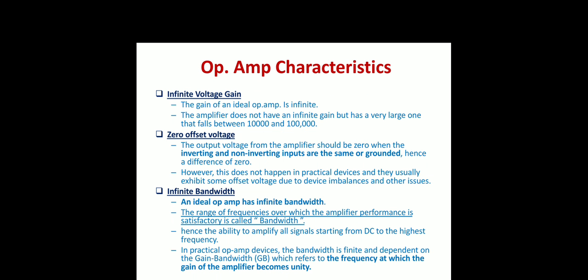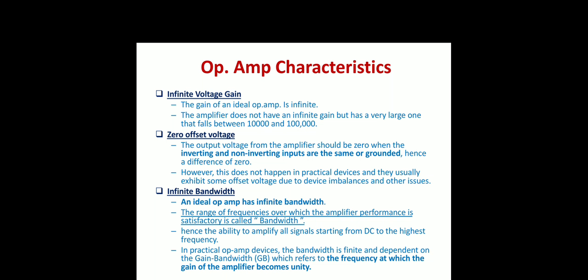Infinite voltage gain. The amplifier doesn't have an infinite voltage gain, but it has a very large one. Then zero offset voltage. When both inverting and non-inverting inputs are same or grounded, then output voltage from amplifier should be 0. But this doesn't happen practically. They usually exhibit some offset voltage due to device imbalances and other issues.